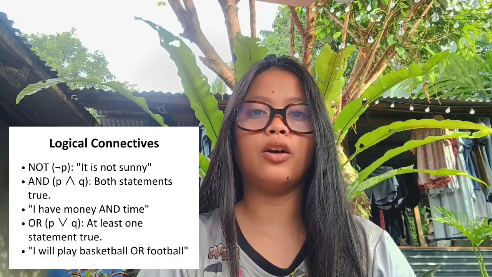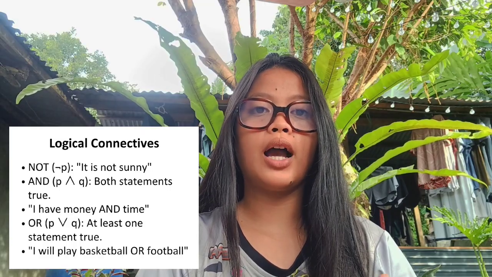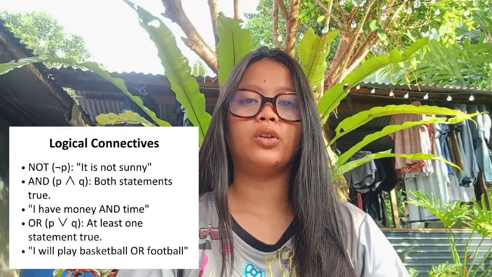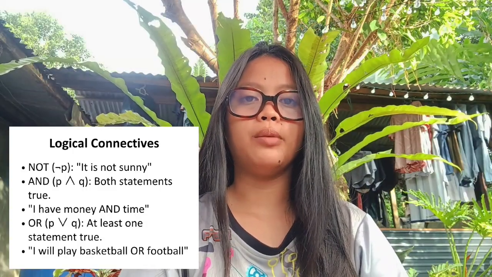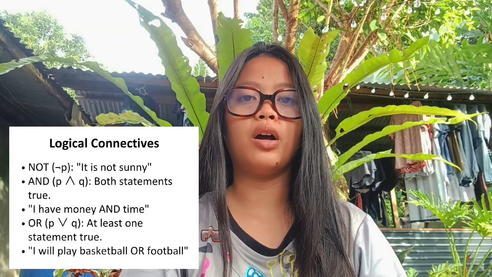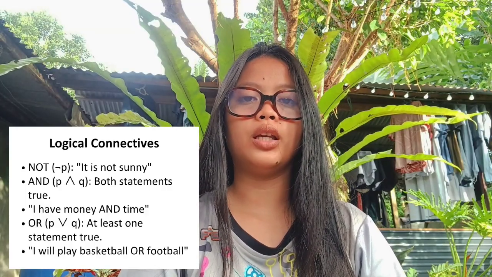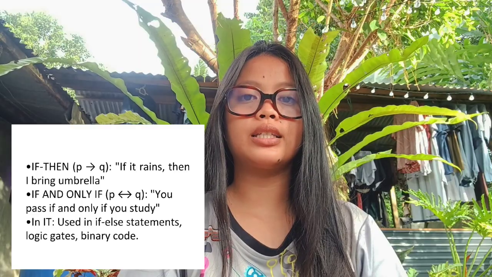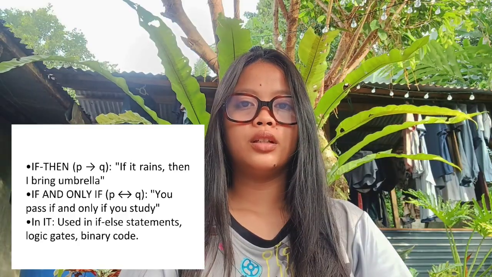Second is AND, P and Q: I have money and I have time. Both must be true. The third one is OR, for example, I will play basketball or football. At least one is true. The fourth one is if-then, P implies Q: if it rains, then I'll bring an umbrella. Next is if and only if: you pass the exam if and only if you study. In IT, we use if-else statements, logic gates, and binary code.